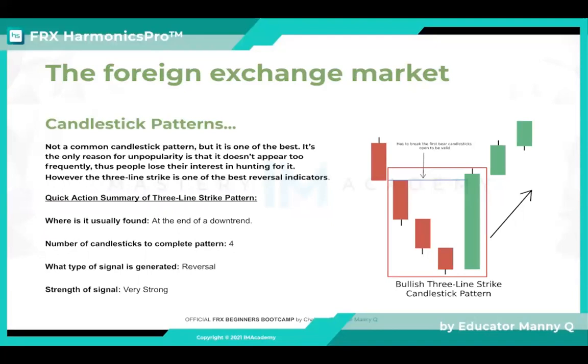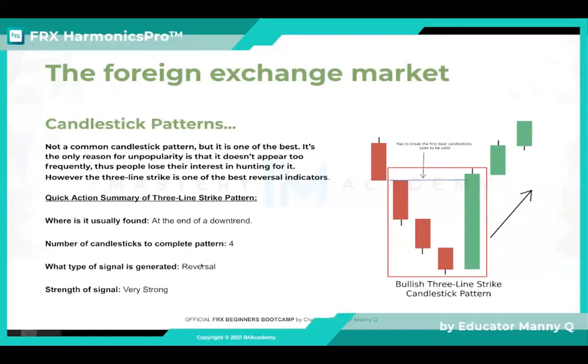The only reason for its unpopularity is that it doesn't appear too frequently. Thus, people lose their interest in hunting for it. However, the 3-line strike is one of the best reversal indications. So again, quick action summary. This is found at the end or the beginning of a trend. It takes 4 candlesticks to be able to identify this pattern. And the signal strength of this is very strong.